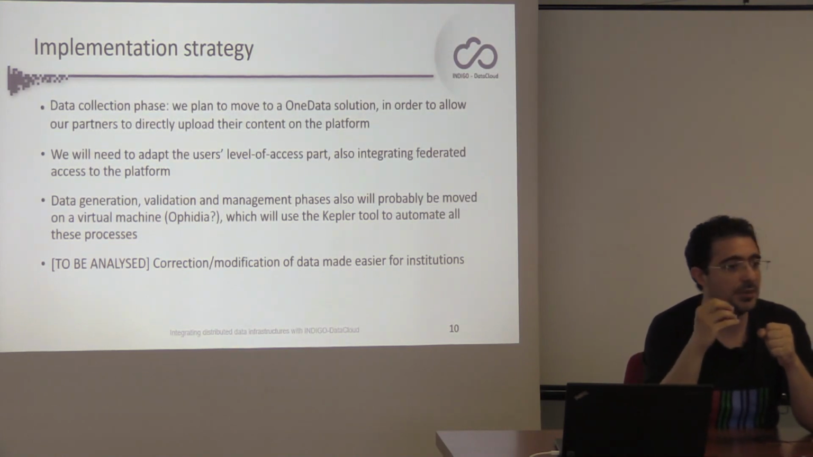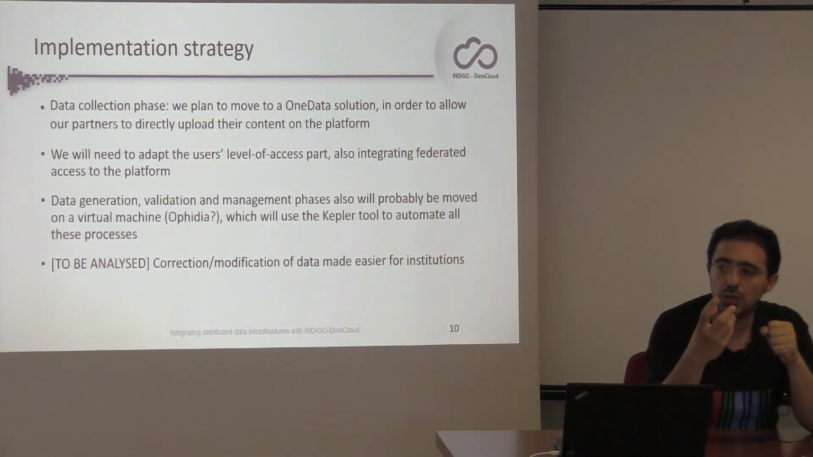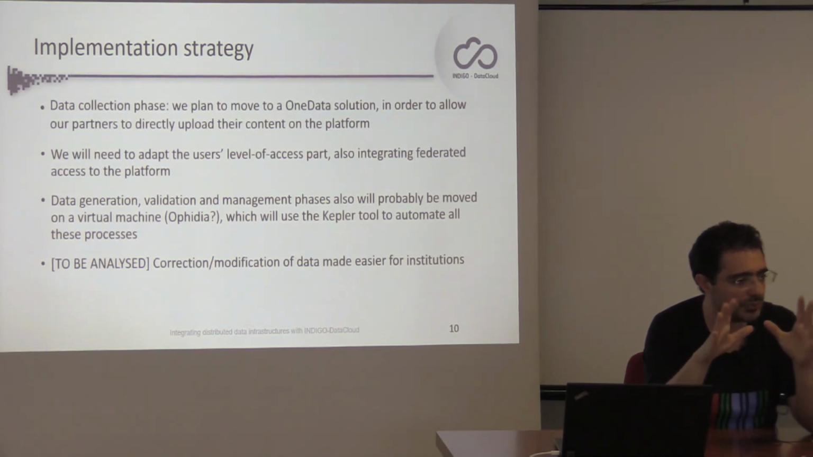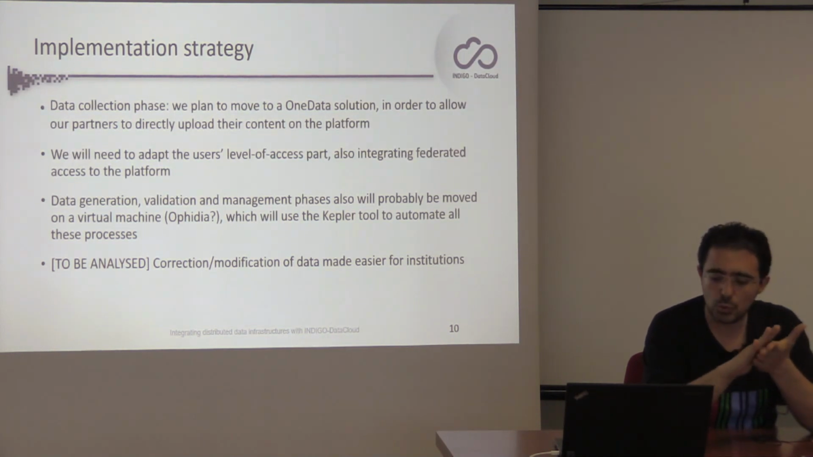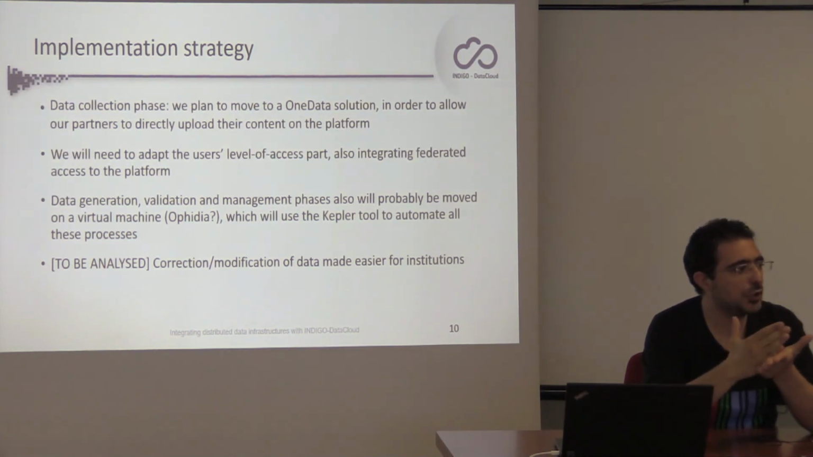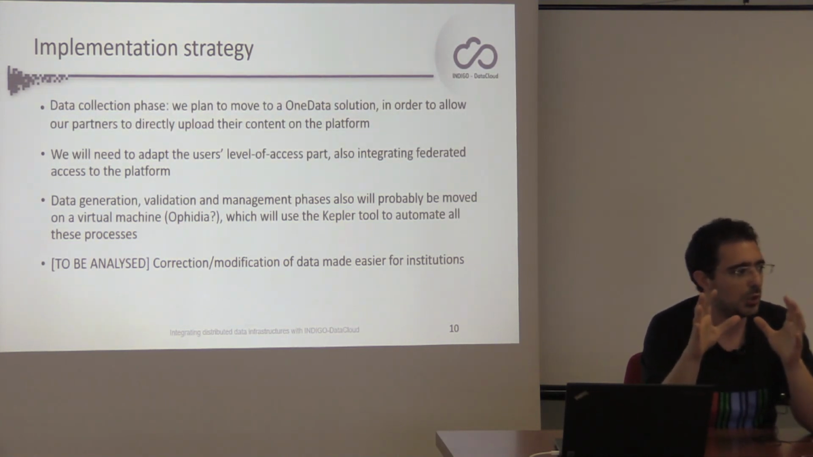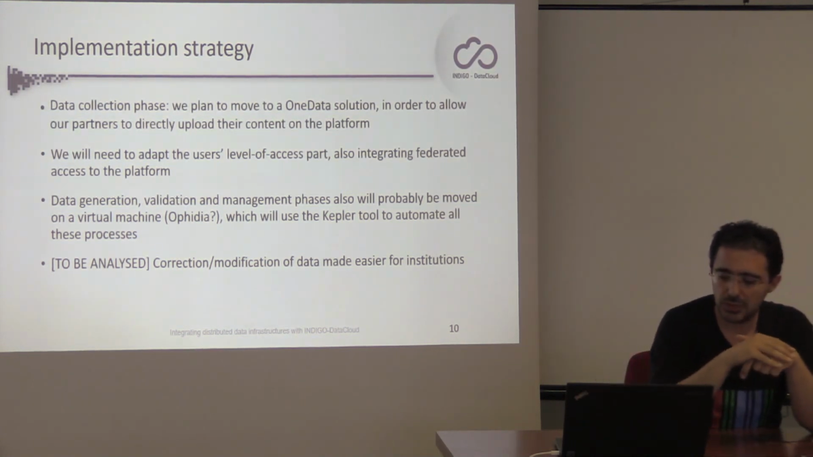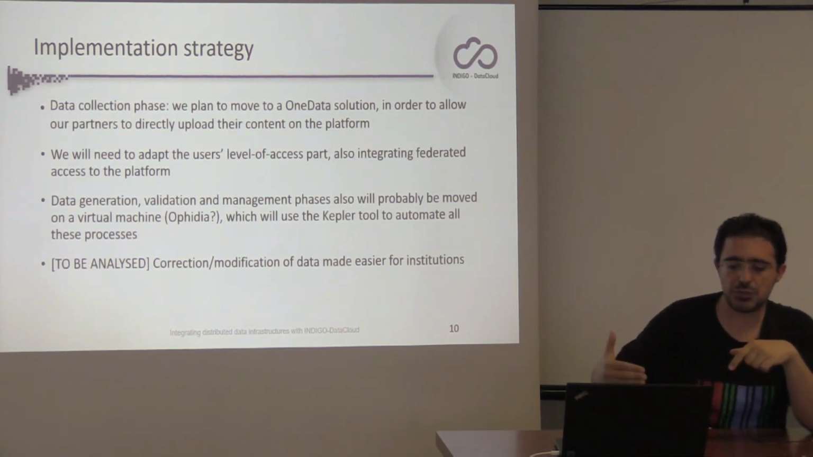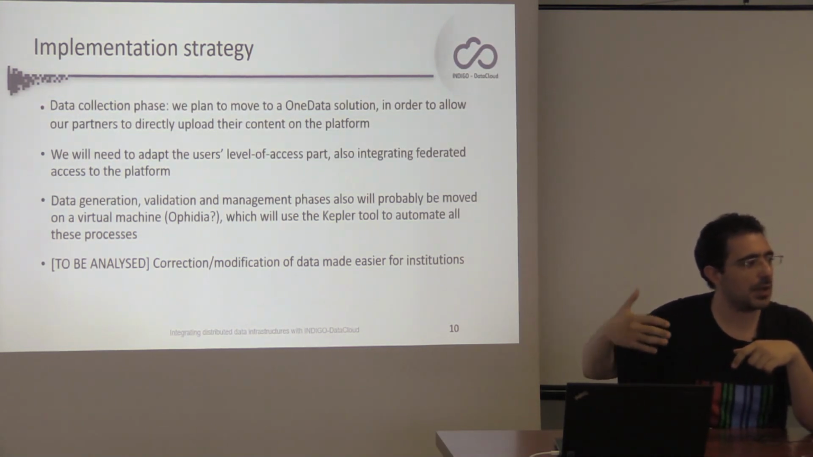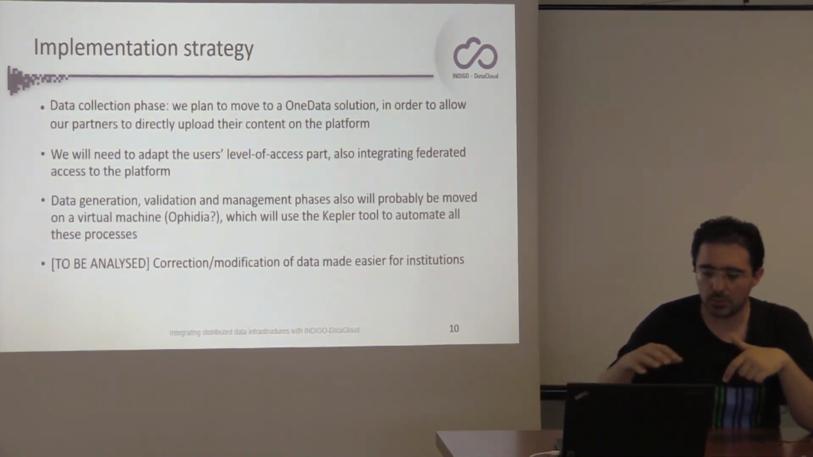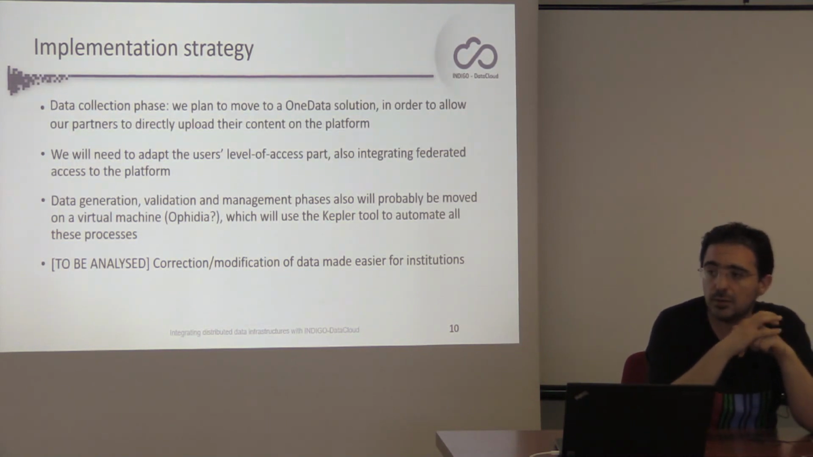So every time a new institution uploads a new collection on our One Data reserved space, through the Kepler tool, the system generates the metadata package. Of course, we will ask the institutions to structure the information in a certain way in order to smoothen the process, so that the data generation, validation, and management phases can be more automated than they are right now. So we are thinking about also adopting a virtual machine.